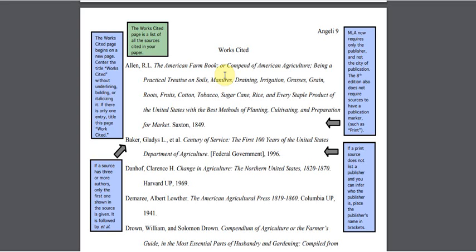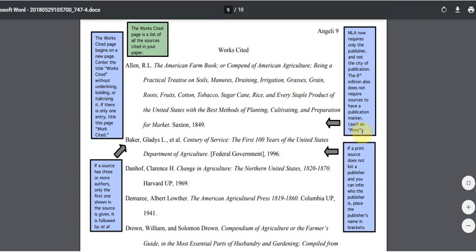MLA now requires only the publisher and not the city of publication. The 8th edition also does not require sources to have a publication marker, such as print. Okay, and yes, I can remember when these things have changed.